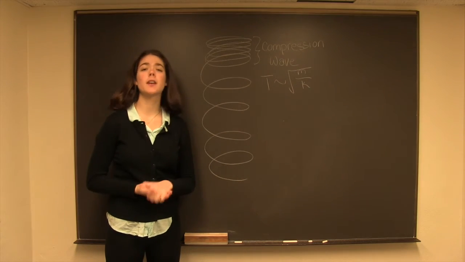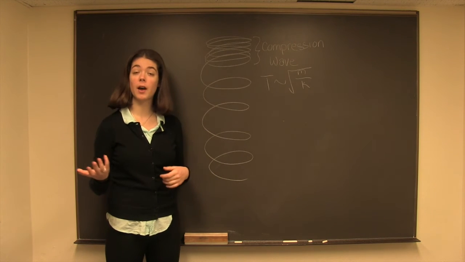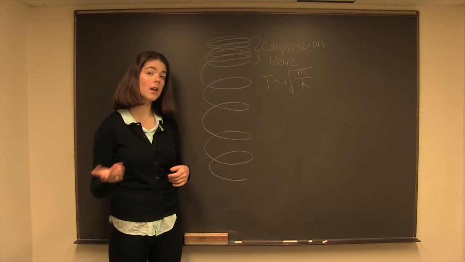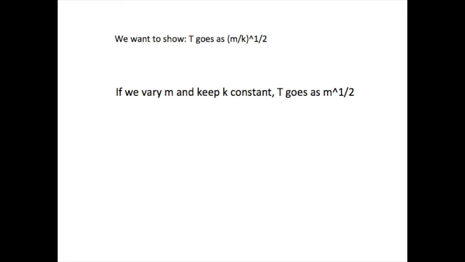So now we're going to take a look at a couple graphs, the data of which is from the program that you just saw, and we're going to show that this is true. So we want to show that the period of the compression wave goes as the square root of m over k. To do this, we will vary m while keeping k constant so that the period should go as the square root of m times a constant.